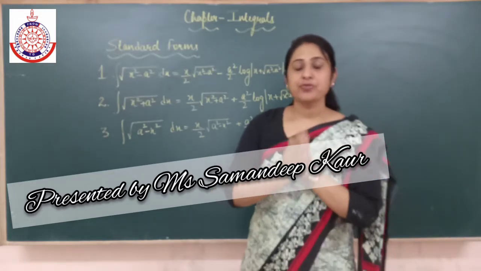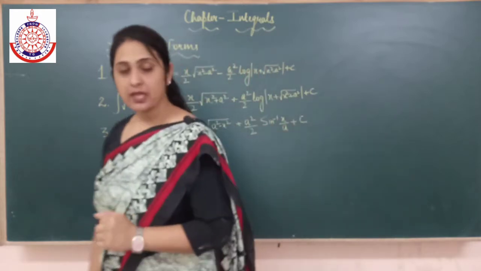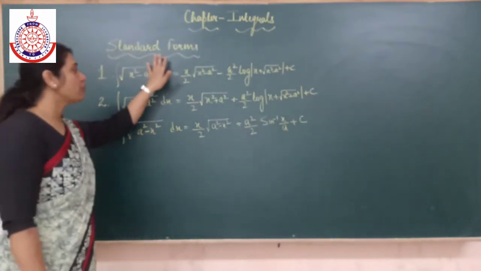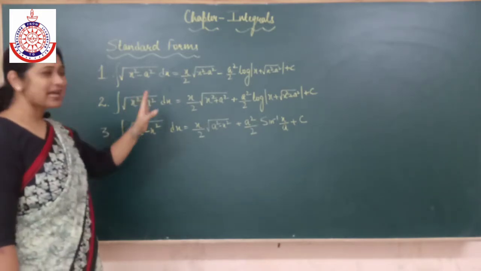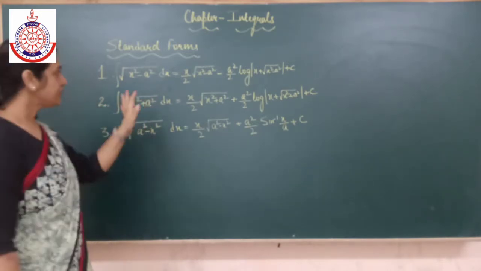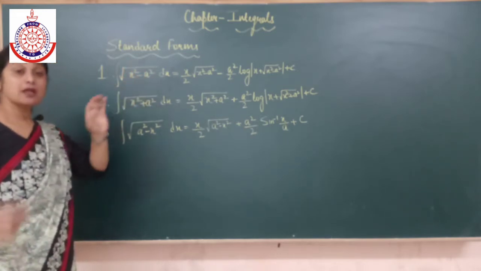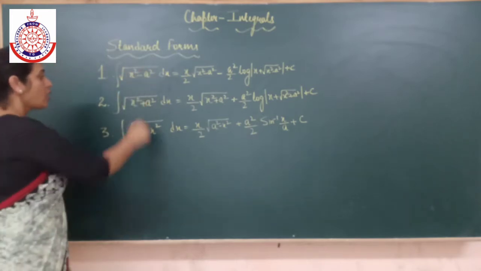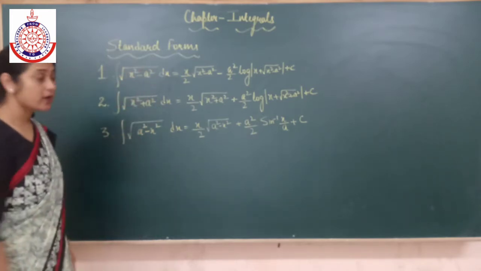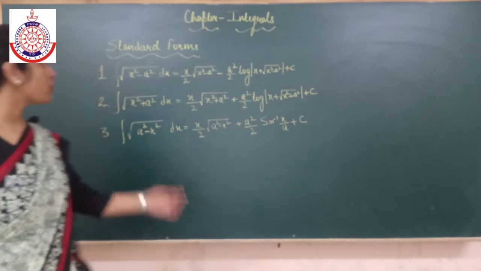Namaste students. Today we are going to start with the next topic of our integrals, some standard forms. We have three standard forms. If you recall, we did similar forms in the denominator: 1 upon under root x square minus a square, 1 upon under root x square plus a square, 1 upon under root a square minus x square. So now we have these forms in the numerator.